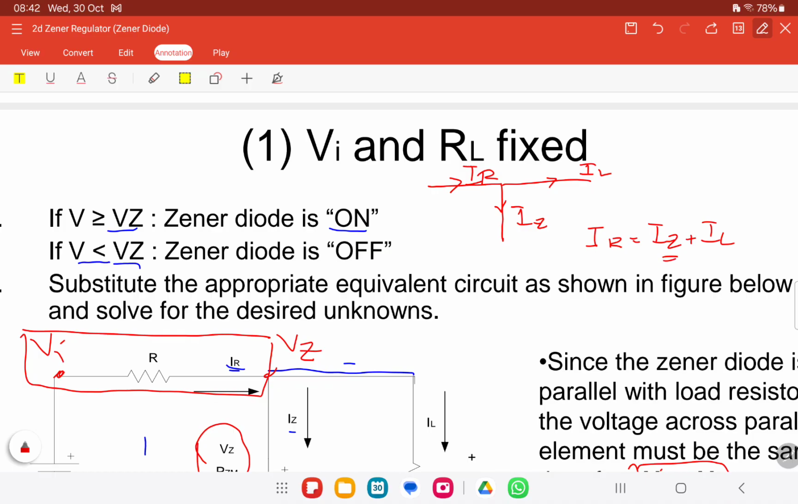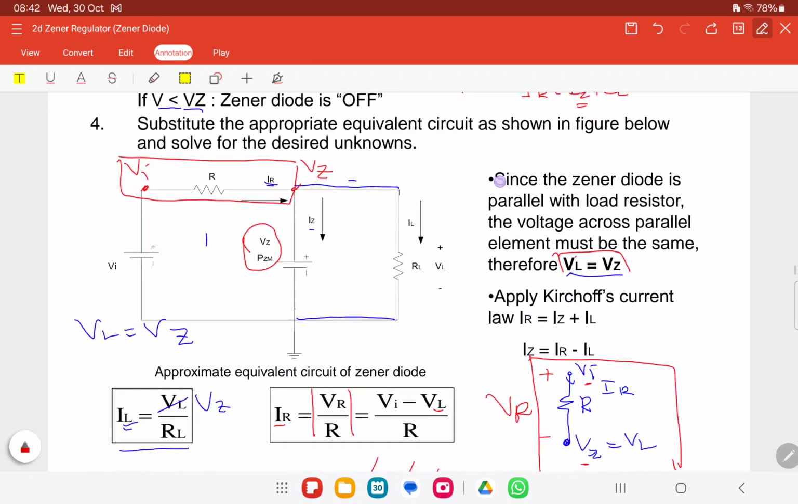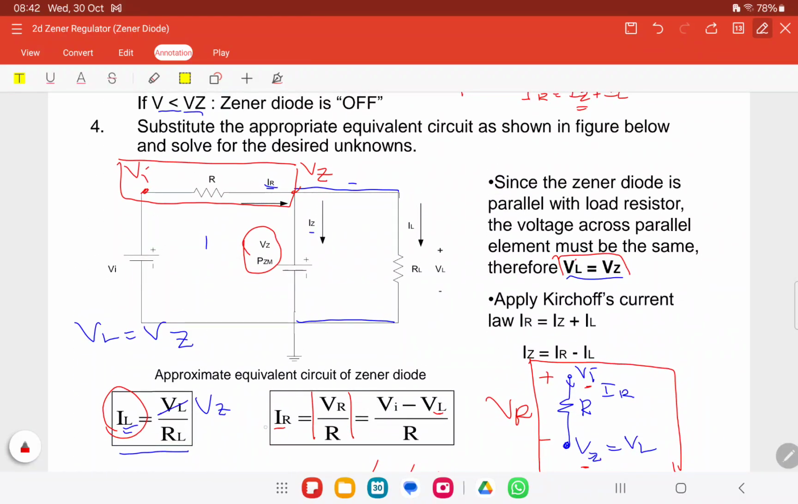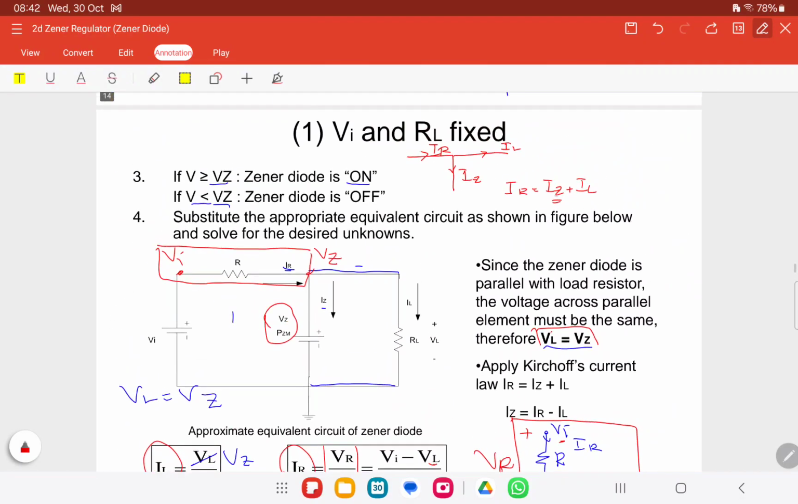So boleh dapat tak IZ? Tadi kan kita dah dapat IL, kita dah dapat IR. Kan? So now we can get the IZ. Okay, why we want to get the IZ? Because we want to determine the value of current that can flow in the Zener diode.